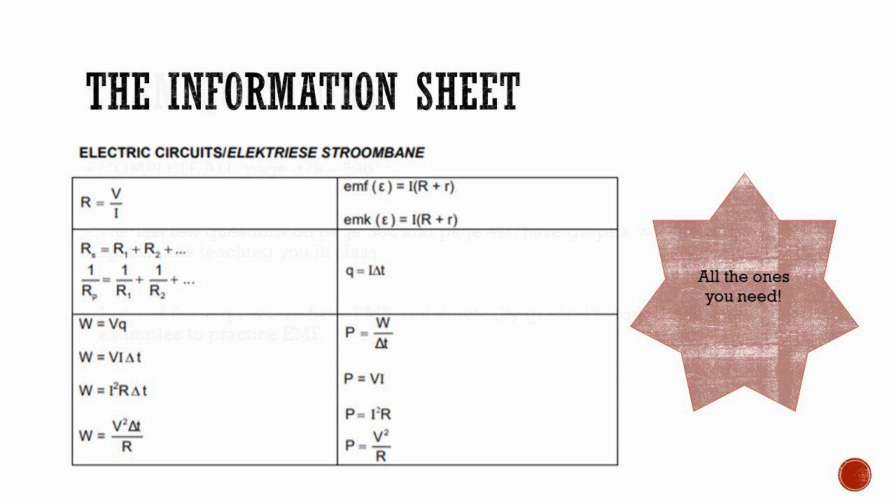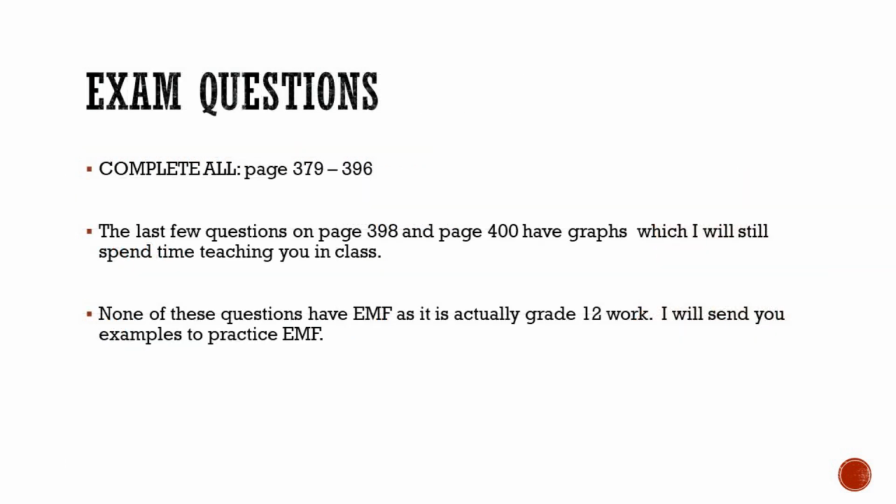Then the exam questions at the end of the chapter, or the end of the whole book, are on page 379 to page 396. The last two questions, though, on page 398 and 400 have graphs, which I'll spend time teaching you in class because it's absolutely imperative you do understand these graphs. Now, none of these questions have EMF. I'm going to send you some examples on EMF, but I would like you still to complete all the examples on page 379 to 396.